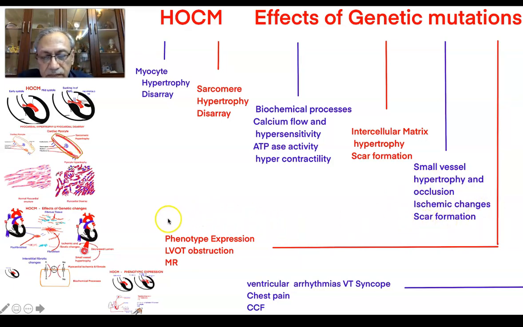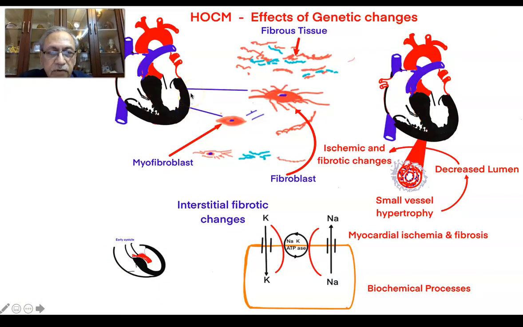Now, these phenotypic expressions are in the form of left ventricle outflow obstruction, and when the heart contracts, this leads on to the mitral regurgitation. Because of this intercellular matrix and scar formation, there is increased sensitivity to ventricular arrhythmias which produce ventricular tachycardia, syncope, ischemic changes resulting in chest pain, and congestive cardiac failure. Let's see these processes one by one.